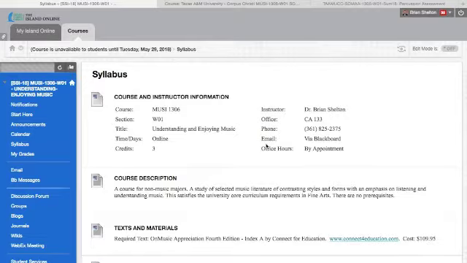Course description. This is a course for non-music majors. It's a study of selected music literature of contrasting styles and forms with an emphasis on listening and understanding music. This satisfies the university core curriculum requirements in fine arts. So the first half or so of the course is going to focus on learning about the elements of music, form and texture. Then the second half is going to be the style periods, the Baroque, the Renaissance.